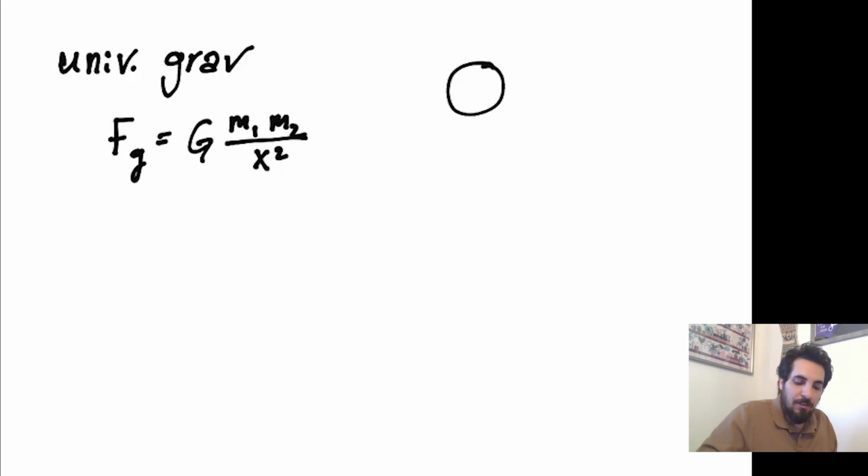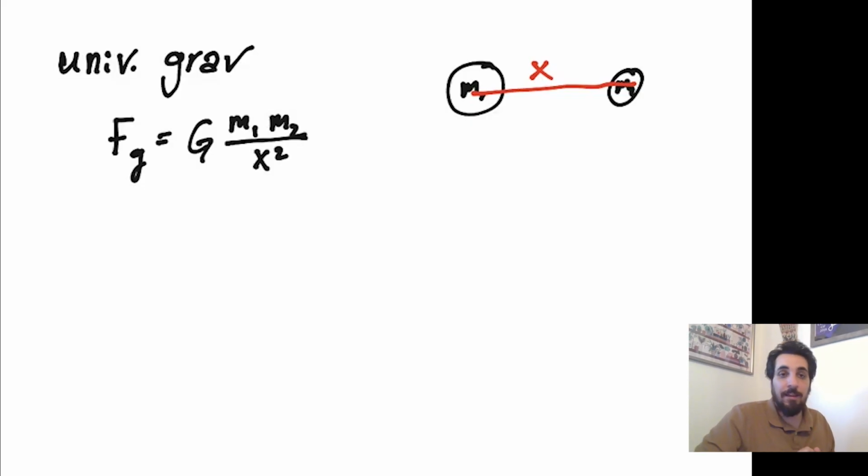So if we take two objects, mass 1 and mass 2, maybe these are two planets or a planet and its moon, and we look at these two planets as having some distance x between them, we can define their force as being G m1 m2 over distance x squared. And then we ask, well, what is the potential energy between them?